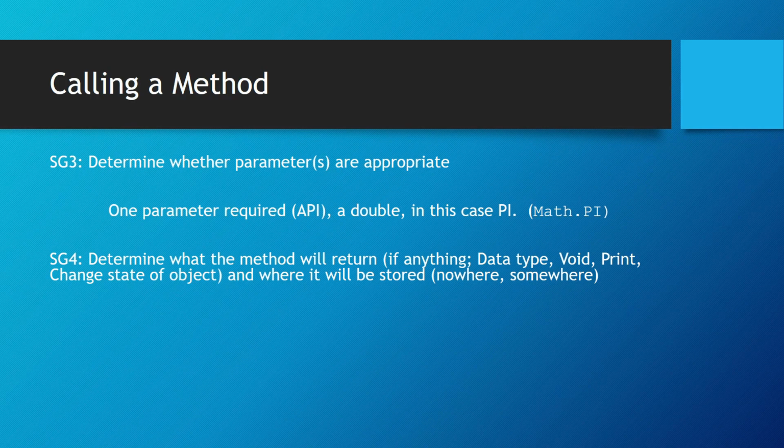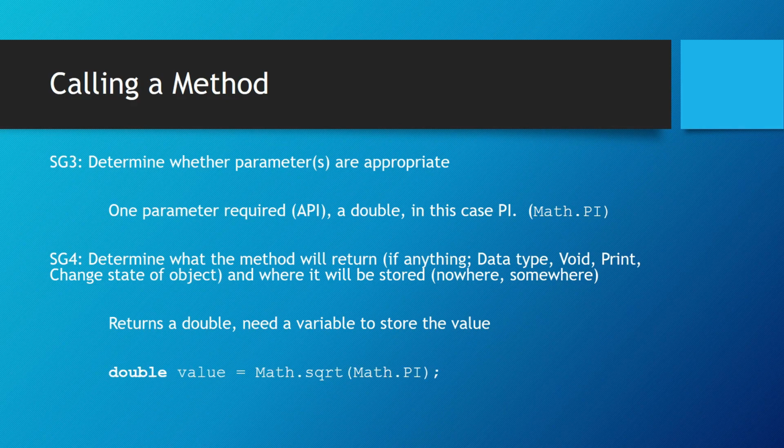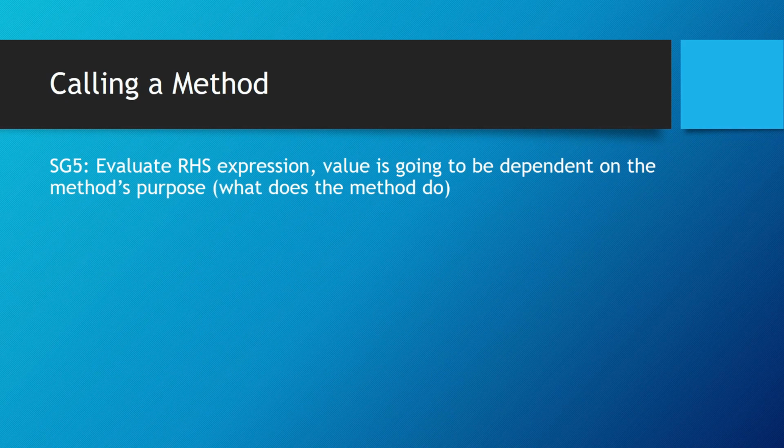For subgoal 4, we want to determine what the method will return. In the API, we saw that sqrt returns a double. We will need a variable to store that value. Let's declare value, which is of type double, and it will be assigned the value math.sqrt of math.pi. For subgoal 5, we evaluate the right-hand side expression and see what the value is going to be.